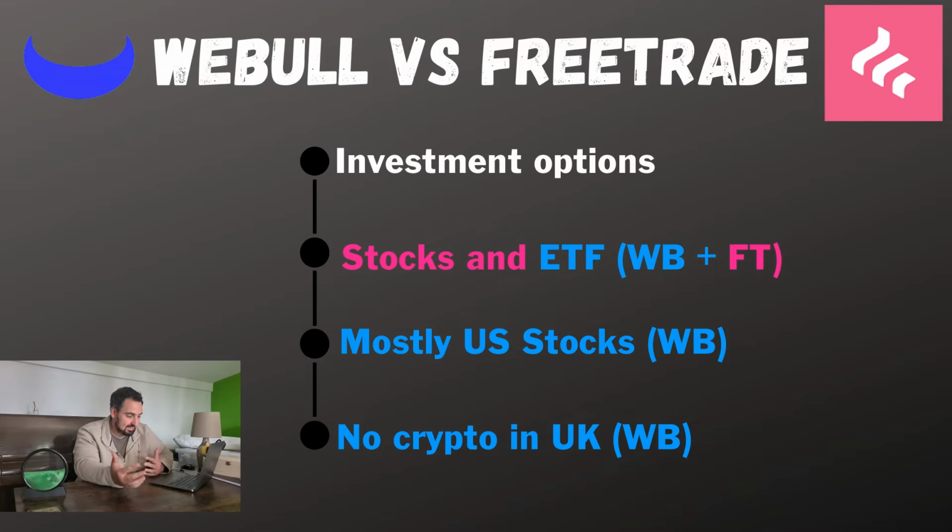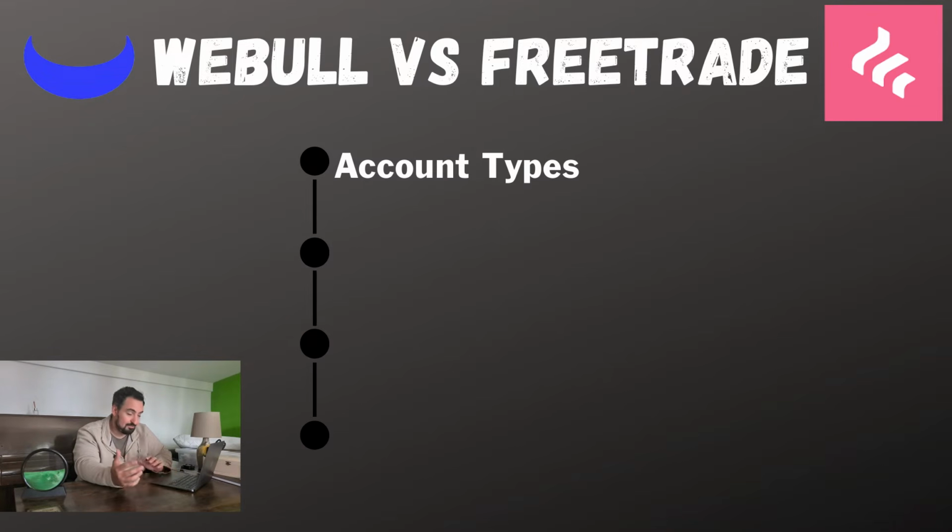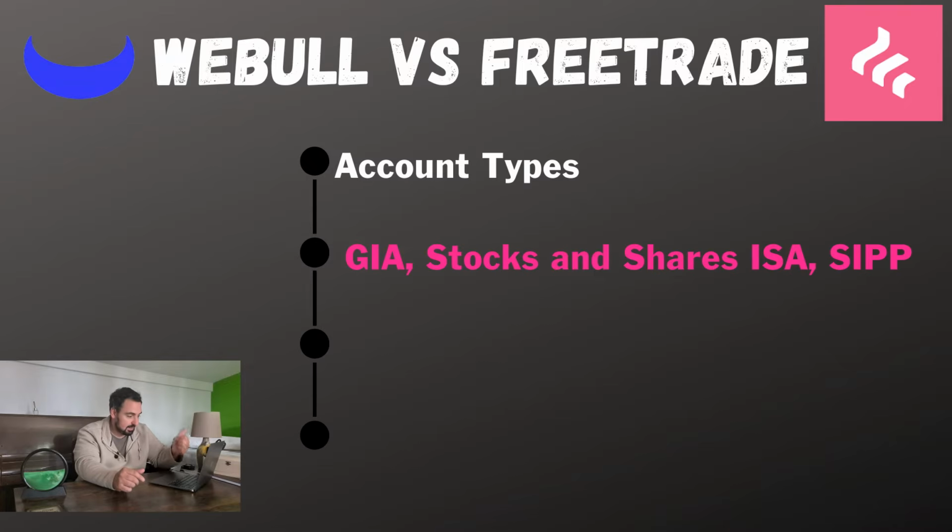Account types and accessibility. Freetrade offers a general investment account, a stocks and shares ISA, and a SIPP if you're on the Plus plan. WeBull in the UK only offers a general investment account at the minute. So if you're looking to invest tax-efficiently with an ISA or build your retirement fund with a SIPP, Freetrade is the better choice. And that's a big deal for UK investors. ISAs are a bit of a no-brainer.